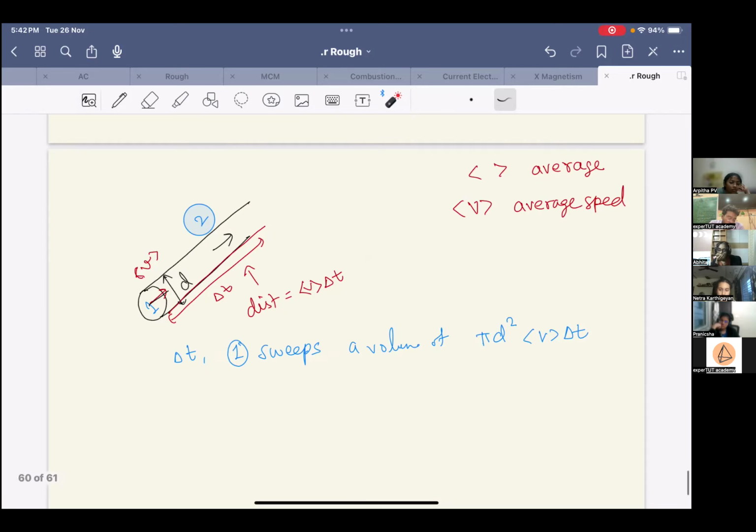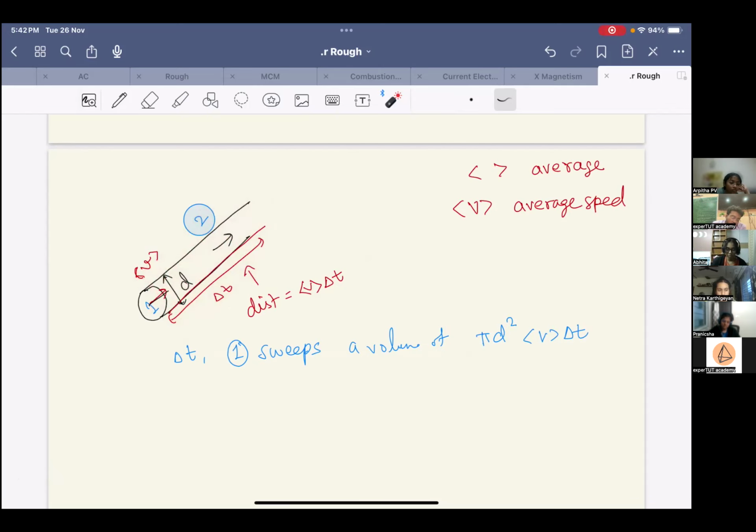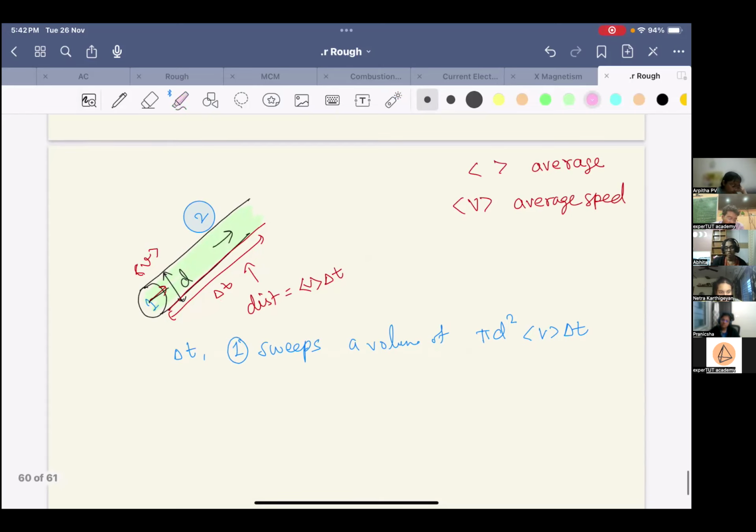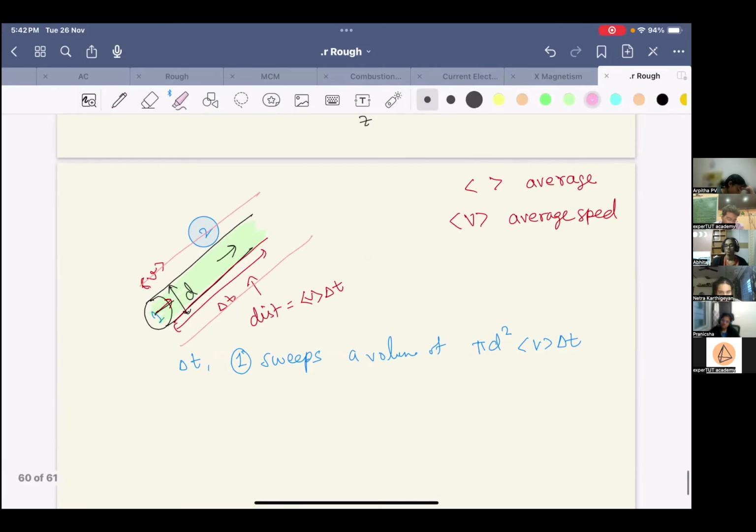So therefore this molecule cannot be any closer to this one. I mean, the distance between this center and this center line should be more than or equal to d. Yes, that's why this much volume it will cover. I'm not saying, I'll repeat, I'm not saying that the volume covered is the green one. In fact, I'm saying the volume covered by this free molecule is this much, which is shaded in pink.